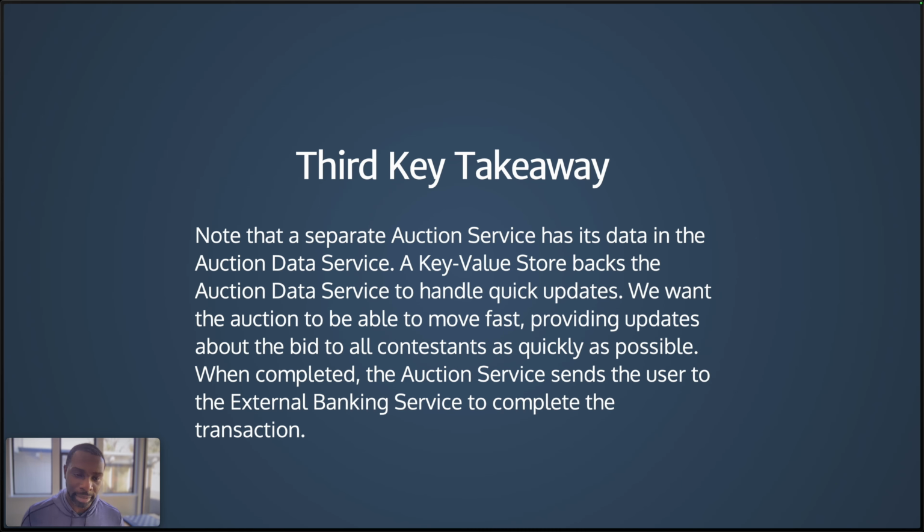Third key takeaway: note that a separate auction service has its data in the auction data service. A key value store backs the auction data service to handle quick updates. We want the auction to move fast, providing updates about the bid to all contestants as quickly as possible. When completed, the auction service sends the user to the external banking service to complete the transaction.